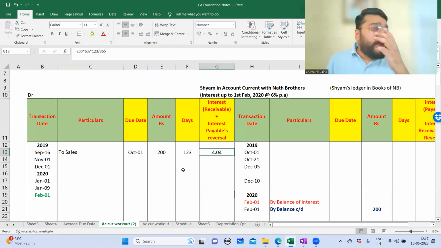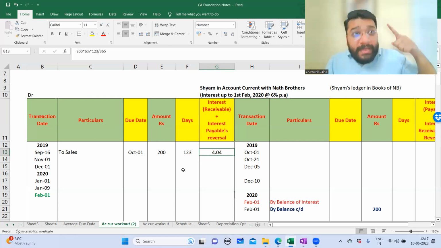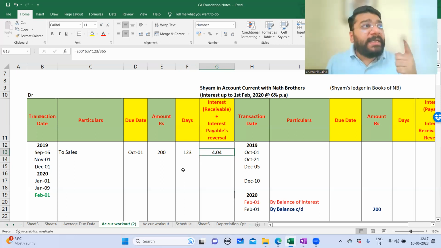4.04, which means this person Sham is supposed to make us payment on October 1. We are assuming that till 1st Feb, this guy is not making a payment. Therefore, there's a delay in payment for 123 days. In case there is a delay in payment for 123 days, Sham is supposed to pay us how much interest? 4.04, which means how much interest we have to receive?